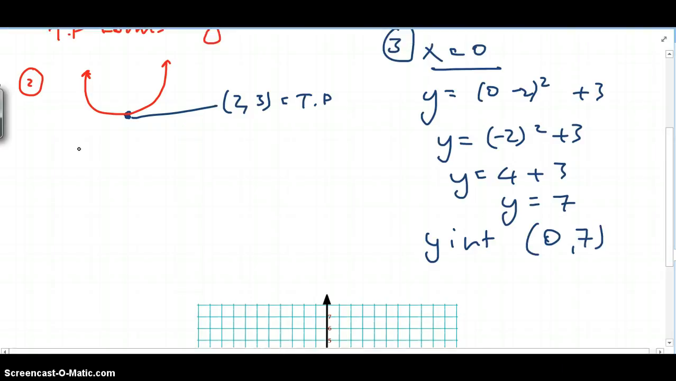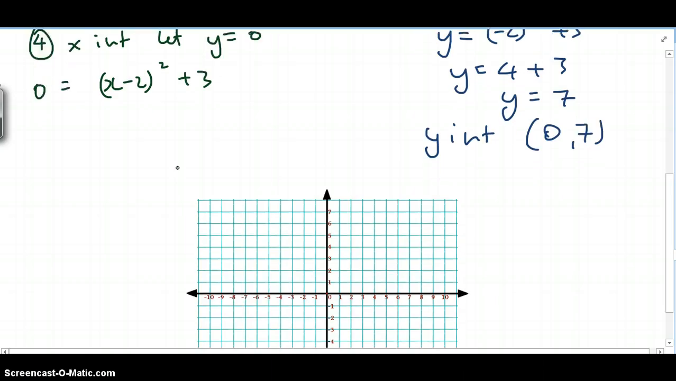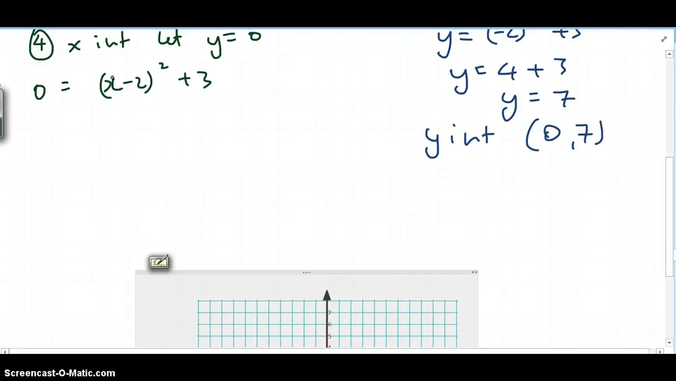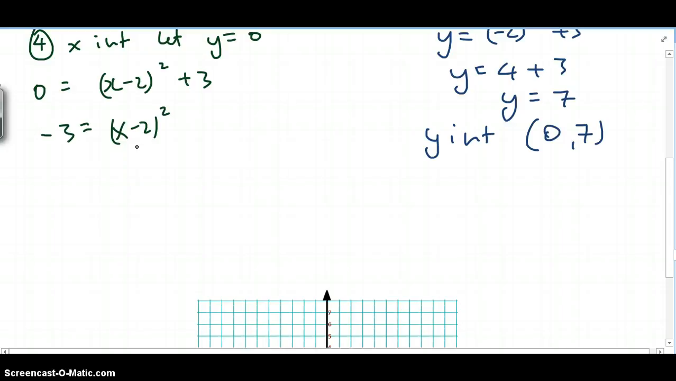Now we just need to find the x-intercepts. So step 4, x-intercepts, let y equal 0. So from here we get 0 equals (x minus 2) squared plus 3. This next case that we're going to come across is very unique in the sense that we haven't looked at this in the previous videos. So if we try to rearrange this, the 3 ends up becoming (x minus 2) squared equals minus 3.